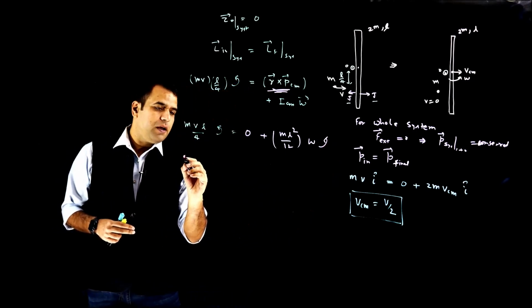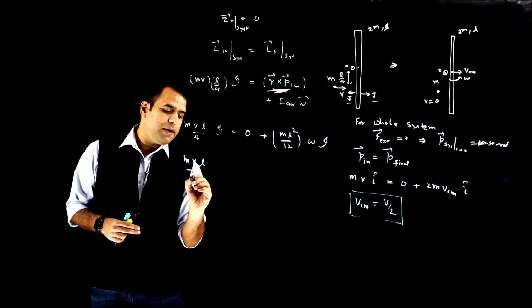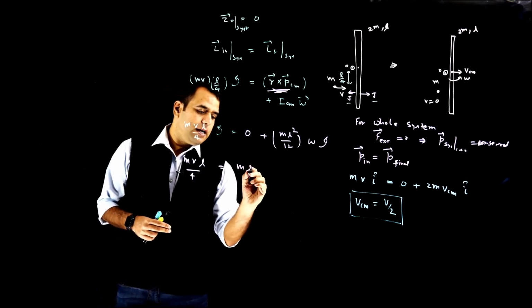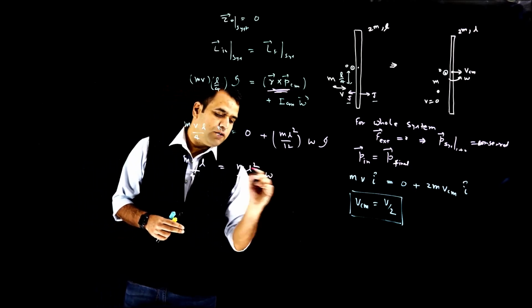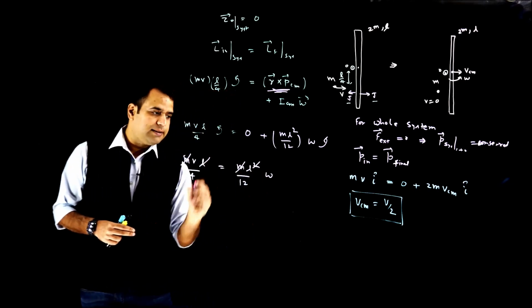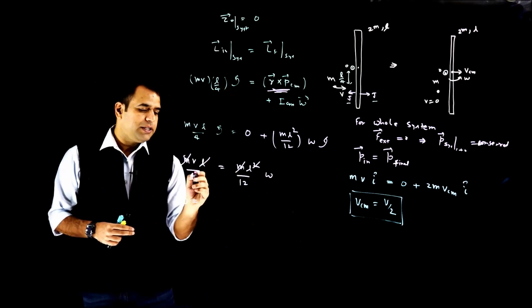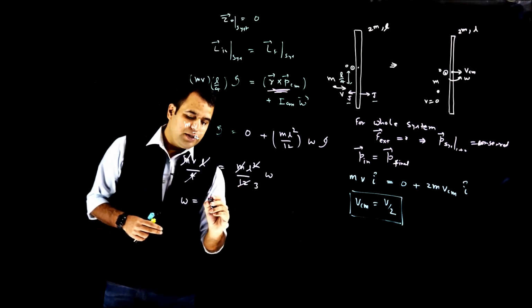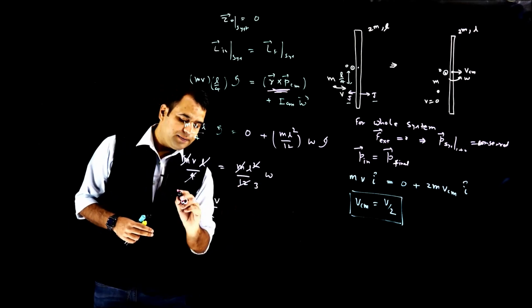So see, MVL by 4 is equal to ml square by 12 times omega. M and L get cancelled out. So omega becomes, you see, 3V by L.